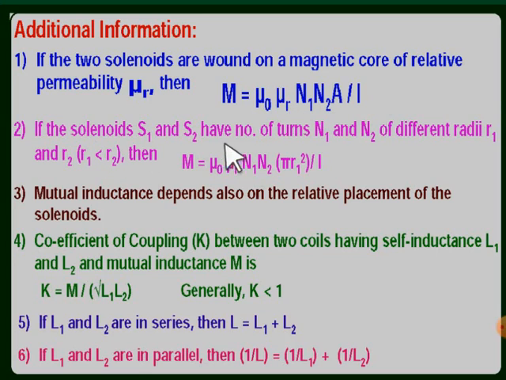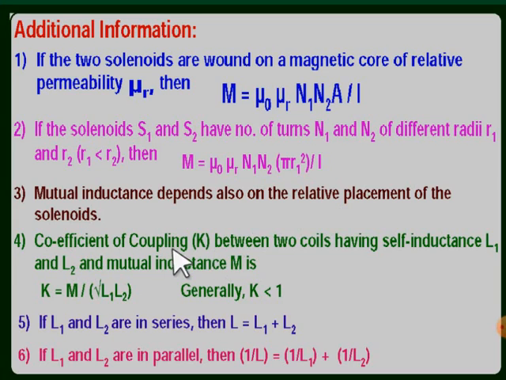If the solenoids S1 and S2 have total numbers of turns N1 and N2 and different radii R1 and R2, where R1 is smaller and R2 is larger, then the mutual inductance M will be equal to mu naught mu r N1 N2, and then you need to take the cross-sectional area of the smaller solenoid, whose radius is small, divided by L. Got it? Mutual inductance also depends on the relative placement of the solenoids, whether the two solenoids are coaxial, perpendicular, or far away from each other. It depends on it also, and that is what we call coupling.